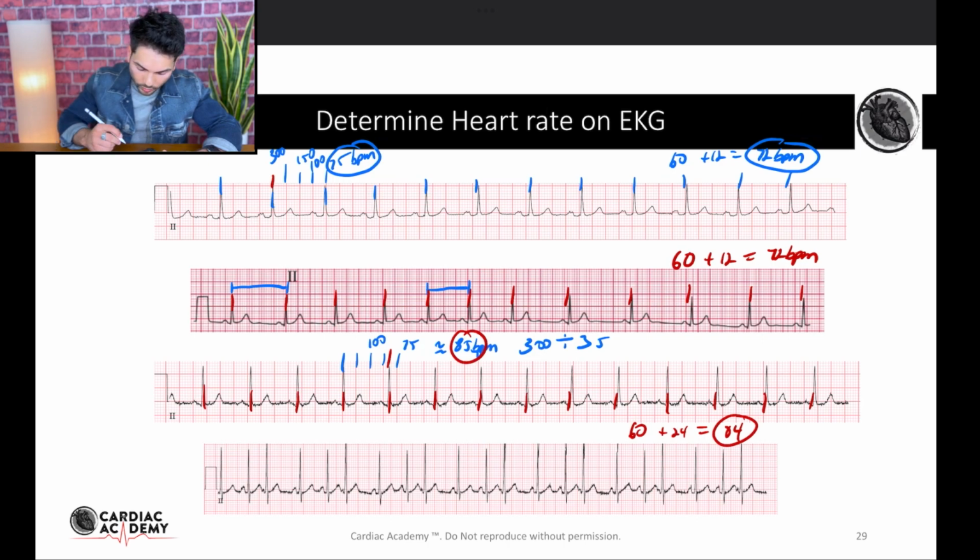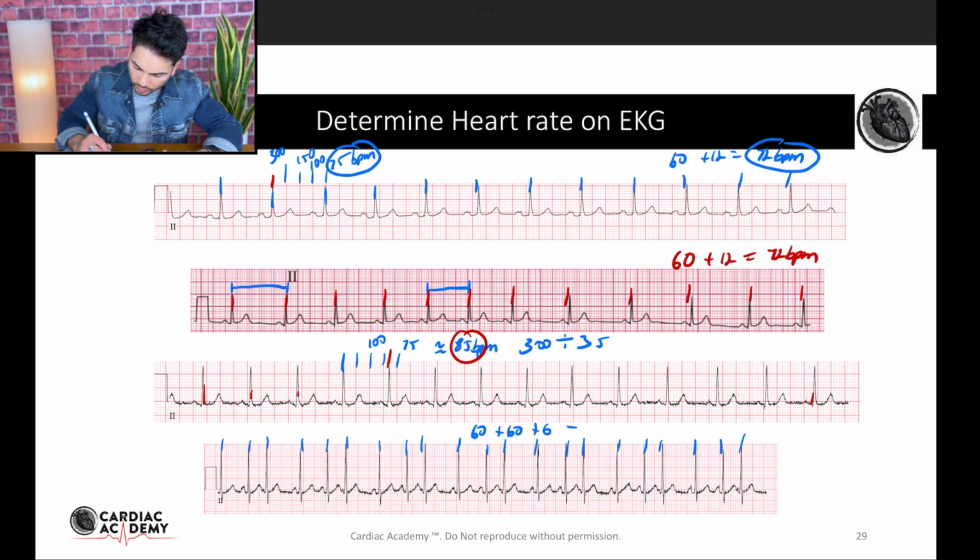Now let's do the last one. So in the last example, again, we notice it's irregular. Here is longer than here to here, and again here to here. So the rhythm is irregular. So we can't really use the first method. All right. Let me clean this up a little bit. So let's do the second method. Let's count. 1, 2, 3, 4, 5, 6, 7, 8, 9, and 10. 60. 1, 2, 3, 4, 5, 6, 7, 8, 9, and 10. Plus 60 plus 1 plus 6, which equals 126 beats per minute.